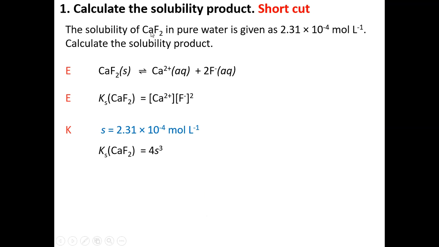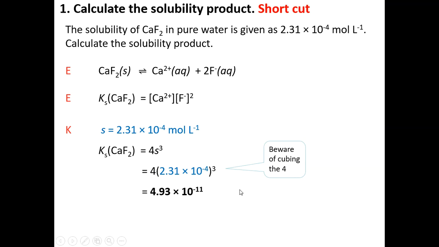So here's an example of my calcium fluoride. If I use the shortcut method, I still have to work out that S is 2.31 times 10 to the minus 4 from the given question. And now I just substitute it into the 4S cubed. Please note that you don't cube the 4 because we've already cubed it, and you get the answer.